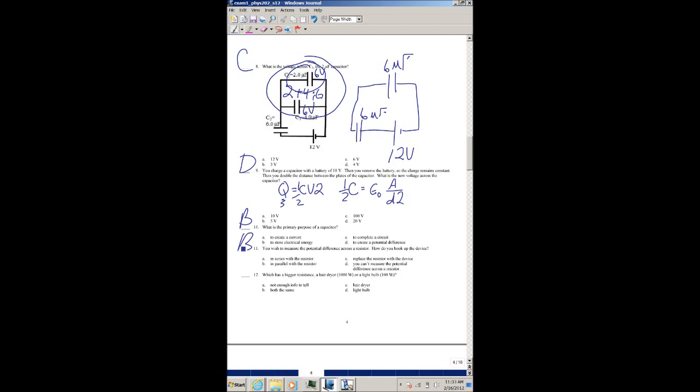Which has a bigger resistance, a hairdryer or a light bulb? The one with the bigger resistance is going to be the lower power one. So that's the light bulb. D, number 12 is D.